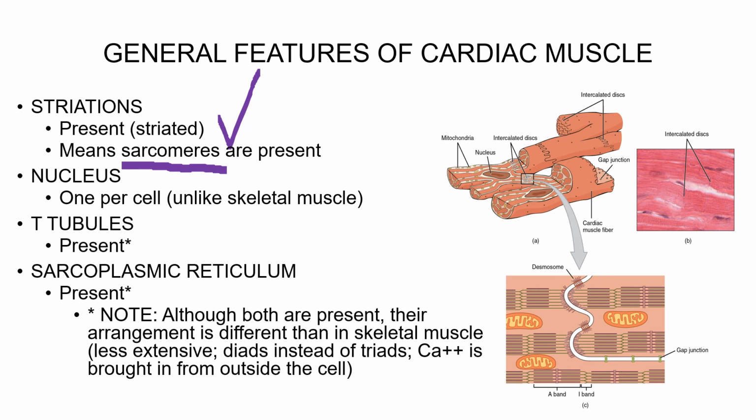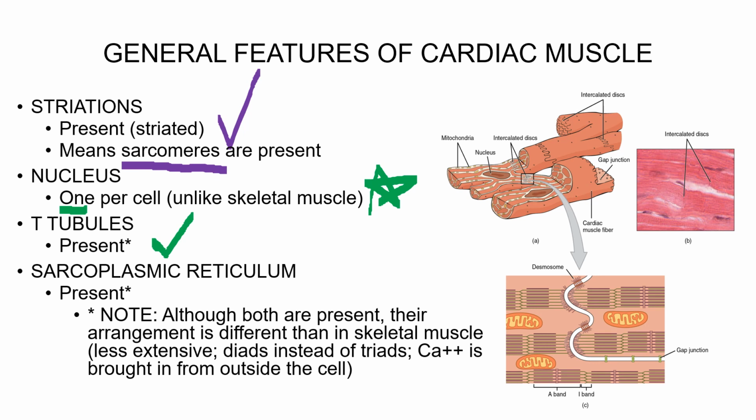Now, a big difference between skeletal and cardiac is that cardiac muscle only has one nucleus per cell. So this is what we call uninucleated. And that's typical of every cell in the body, right? Skeletal muscle is really weird, being multinucleated. The T-tubules are the exact same. We need to be able to get that message quickly throughout the heart. So we do have T-tubules.